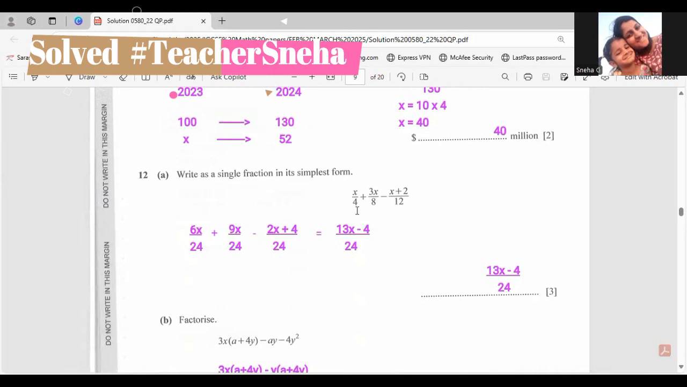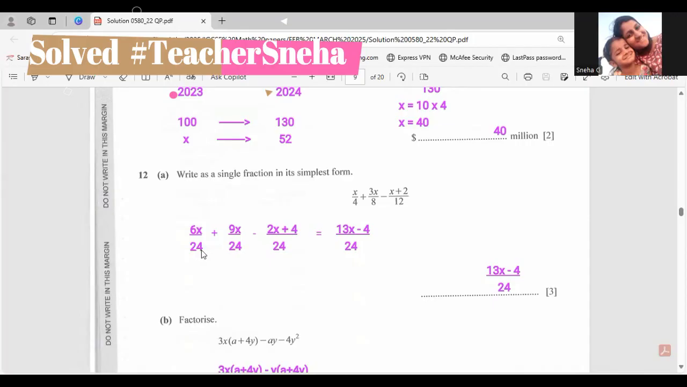Here you see the denominator of the three fractions is different. One is 4, the other one is 8, and the next one is 12. We need to equalize the denominator, and for equalizing the denominator, we need to take an LCM of the denominators. So for 4, 8, and 12, the LCM would be 24. Hence, we will be converting all of these denominators to 24.